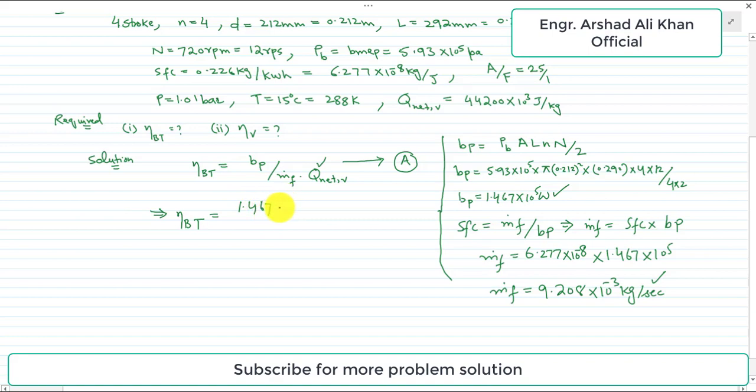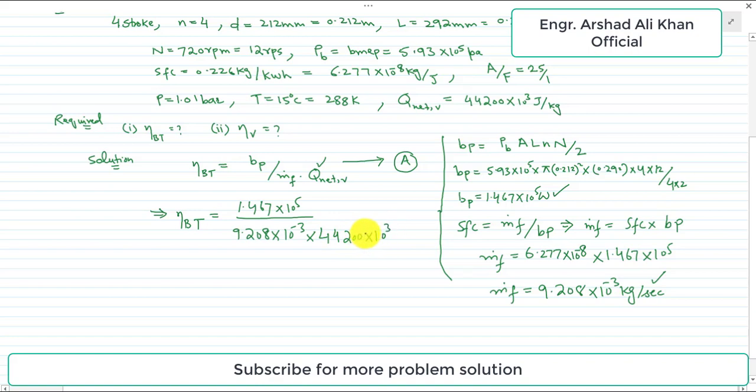It is 1.467 into 10 raised to power 5 divided by m dot f, which is 9.208 into 10 raised to power minus 3 kilogram per second, and the value of Q net, that is net calorific value, is 44,200 into 10 raised to power 3 joule per kilogram.